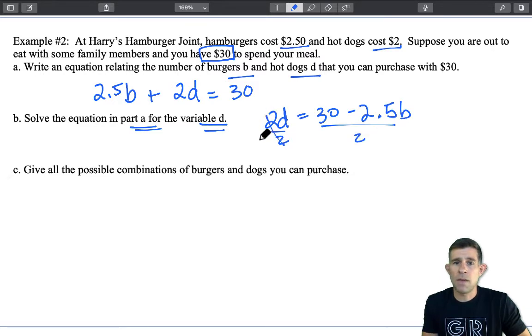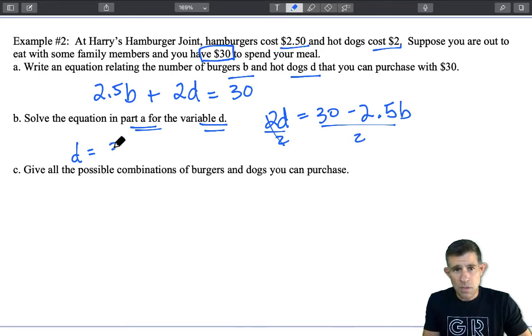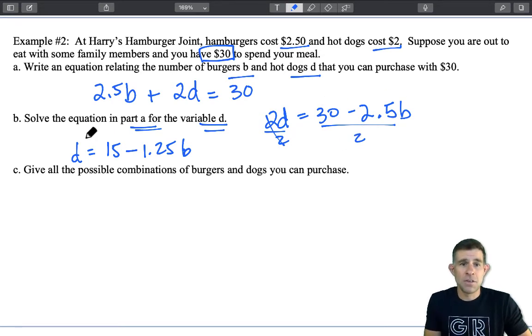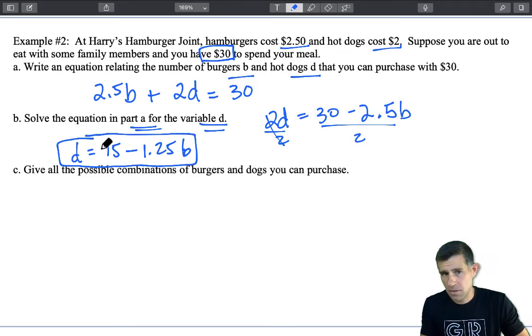All right, when we do that, we get our equation D, the number of dogs we can purchase, is equal to 15 minus 1.25B. We have to take 30 and divide by 2, which gives me 15, and divide both the 30 and the negative 2.5 by 2. So here is our equation now written in terms of D, the number of hot dogs.